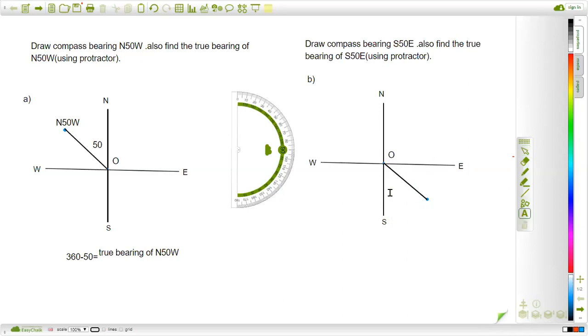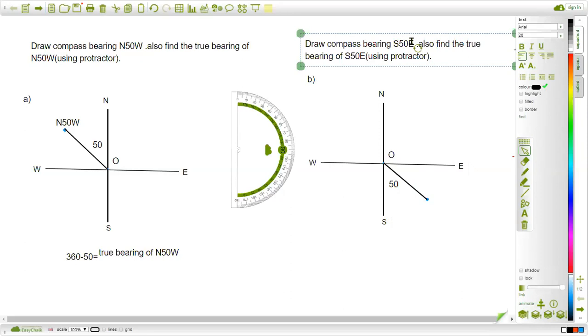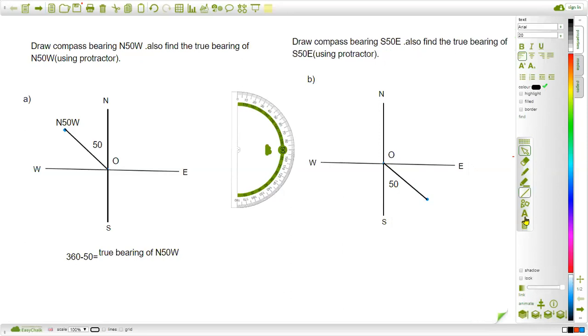This is just the 50-degree angle. This is the 50-degree angle. Let me just type here. And this is the point which has the compass bearing of S 50-degree towards east. Okay, this is the answer of the first part of this question.